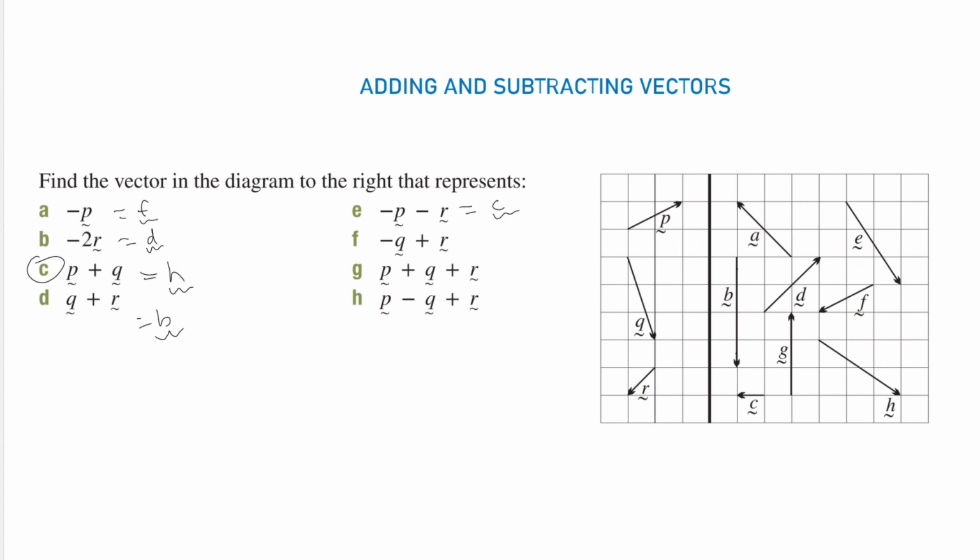Okay, minus q plus r. So the minus just means that we're flipping the arrow of q, and plus r means r stays the same. Remember, we have to go tail to head, and that means that we can just shift r over here. So we move r one to the left and then up, so that it is tail to head. And remember that the vector is going in the opposite direction, so it's just like that.